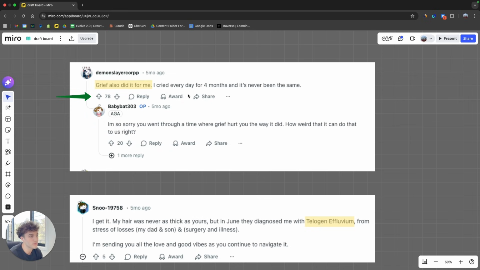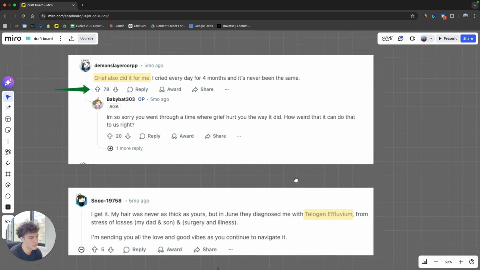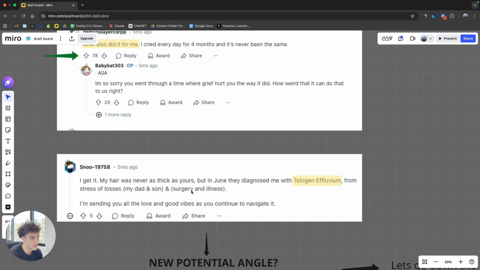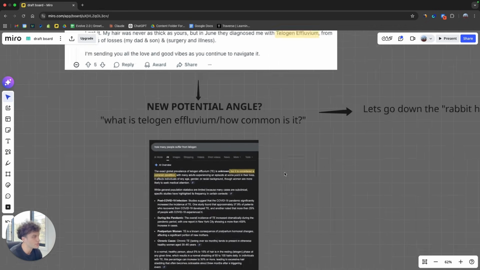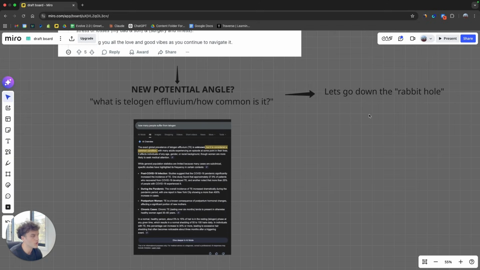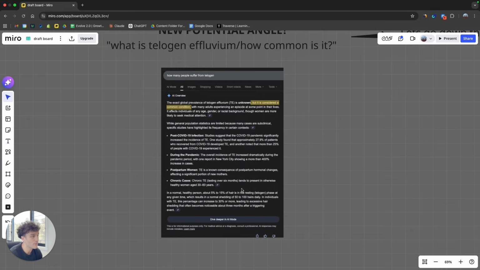So grief also did this for me. I cried every day for 4 months. It's never been the same. And then you can see that this girl here also lost her dad. She brought up a specific condition here, which might be a new angle that we can lean into, or even a new sub-avatar. So I went down the research rabbit hole for this.